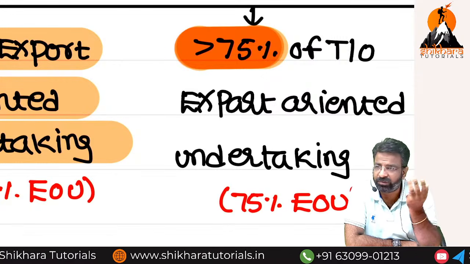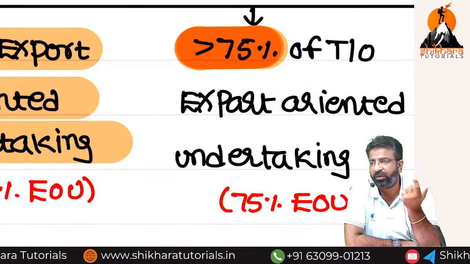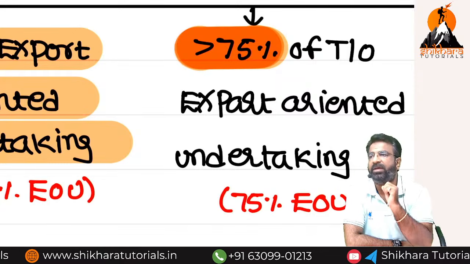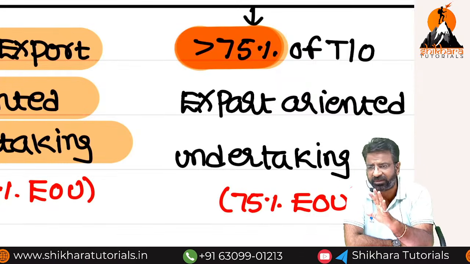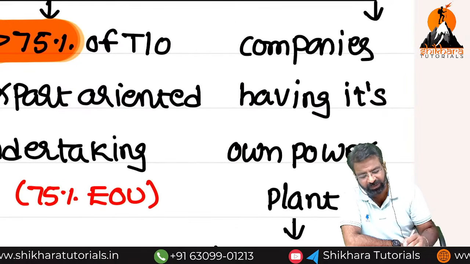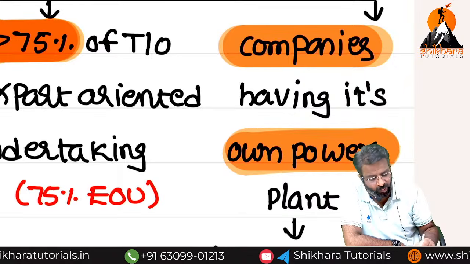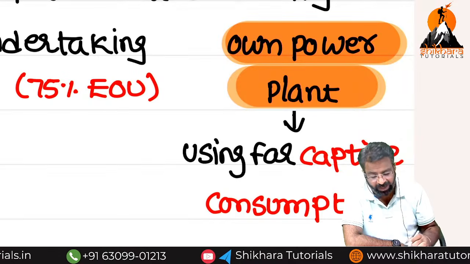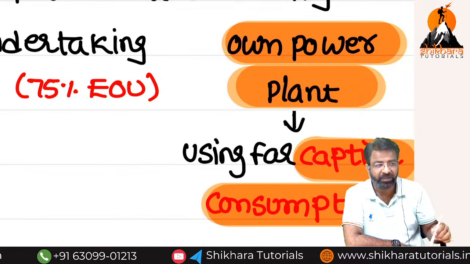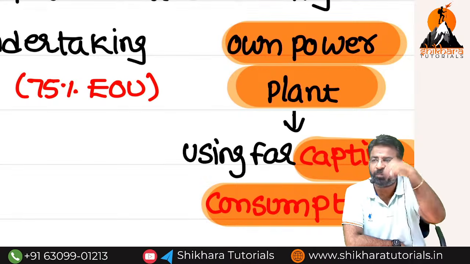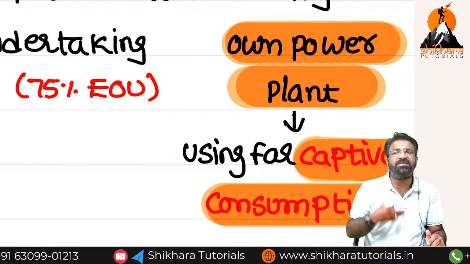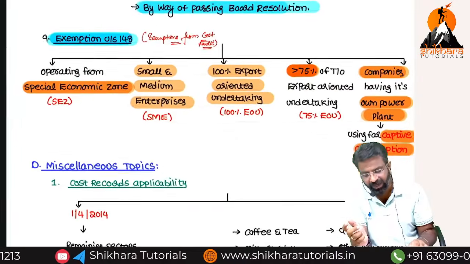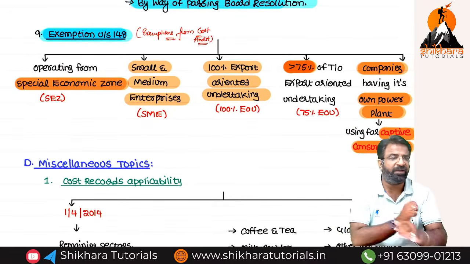Tell me the four. Operating from an SEZ, SME, 100% EOU, and more than 75% of your total turnover coming in which currency? Foreign currency. Means what? More than 75% EOU, you can say. And who is the last one? The last one is those companies who have their own what? Power plant. And not only do they have their own power plant, they are manufacturing the power and using that power for their which consumption? They are doing their production also with their own power. Now the government's logic is that you are a self-sufficient company. Which company? You are also exempted. So these five entities are exempted from which audit? Cost audit.